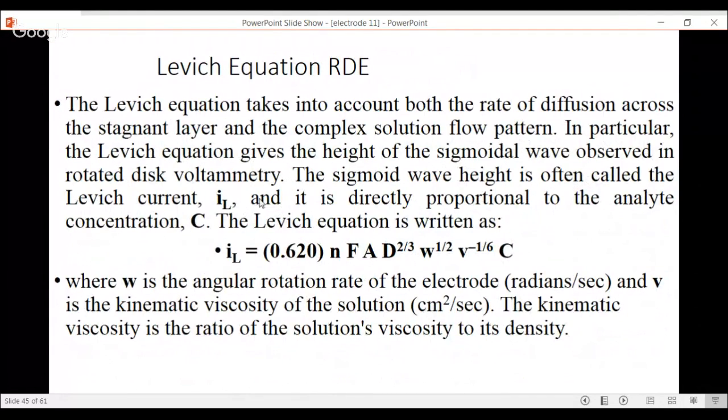You were already told about it, and it is directly proportional to the analyte concentration C. IL is directly proportional to C, whereas it is D to the power of 2 by 3, D being the diffusion coefficient, the rotating speed to the power of half, and the kinematic viscosity, where omega is the angular rotation rate in radians per second, and nu is the kinematic viscosity of the solution. The kinematic viscosity is the ratio of the solution's viscosity to its density. Kinematic means the transport, okay? So transport viscosity.